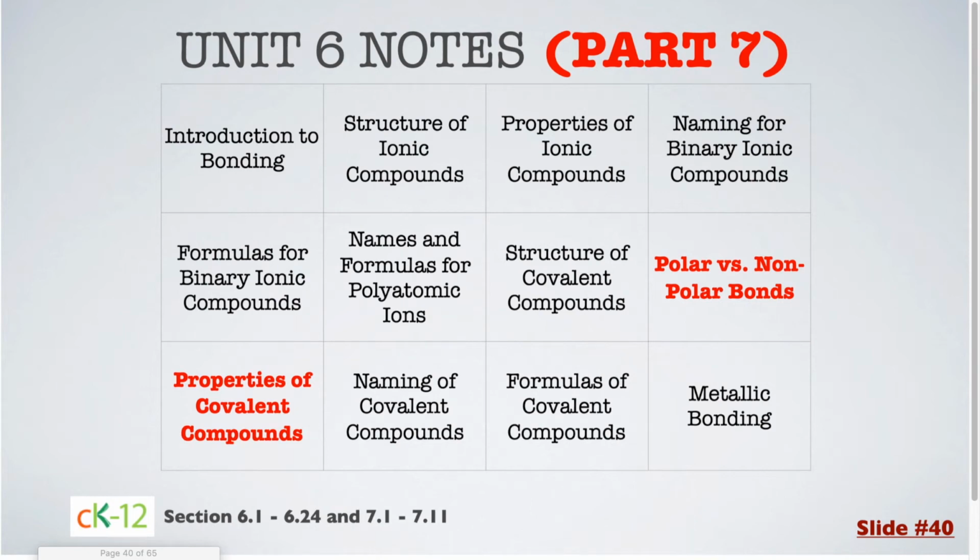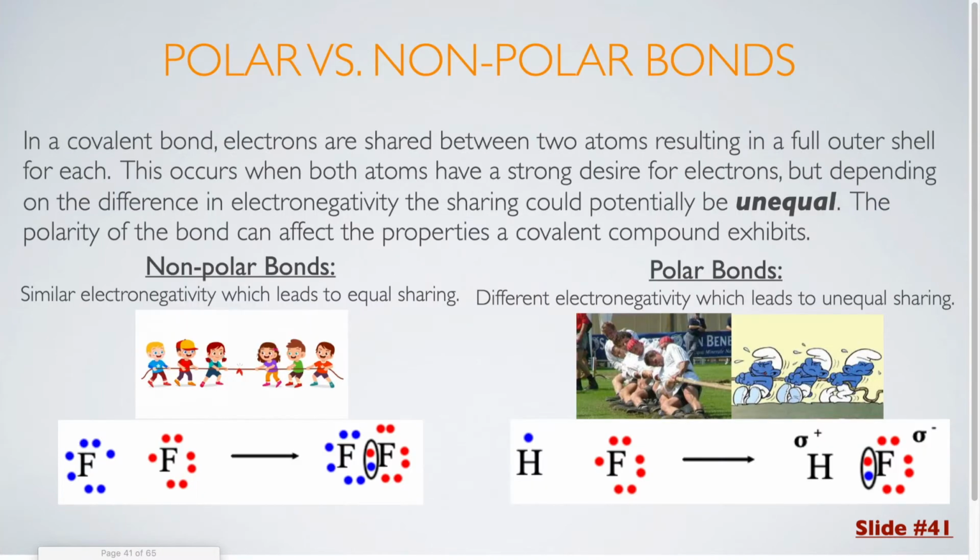In Part 7 of the Unit 6 notes, we are going to be looking at the difference between polar and nonpolar bonds and the properties of covalent compounds. In a covalent bond, electrons are shared between two atoms, resulting in a full outer shell for each. This occurs when both atoms have a strong desire for electrons, but depending on the difference in electronegativity, the sharing could potentially be unequal. The polarity of the bonds can affect the properties a covalent compound exhibits.